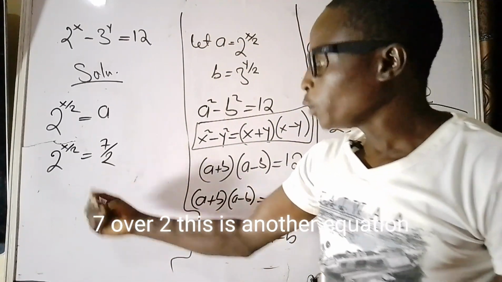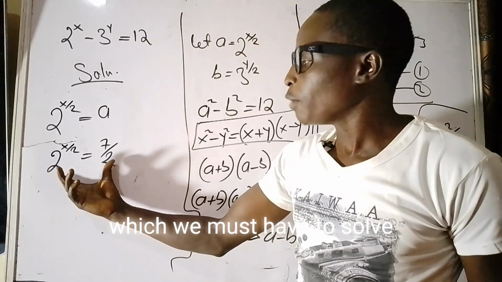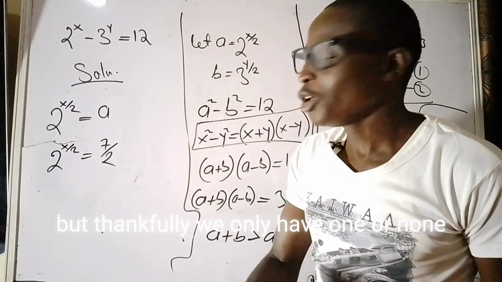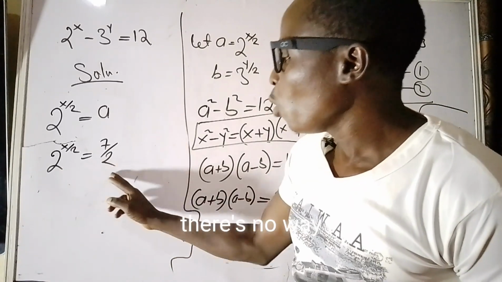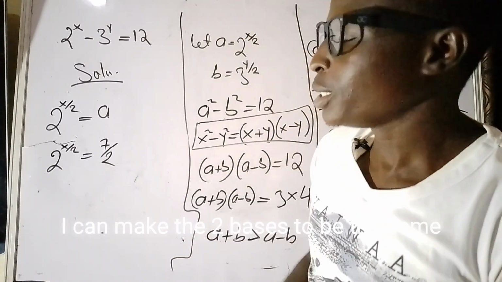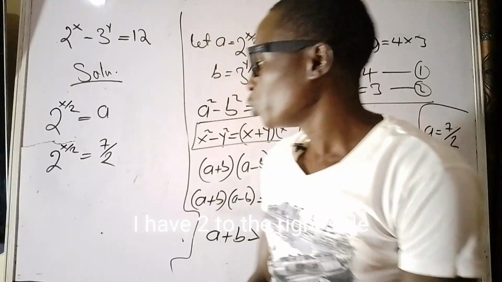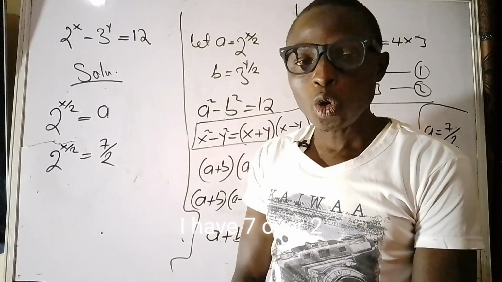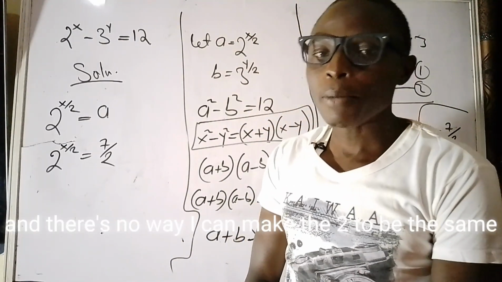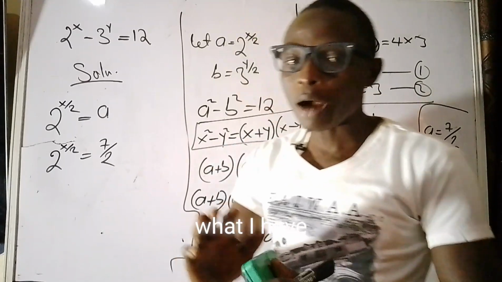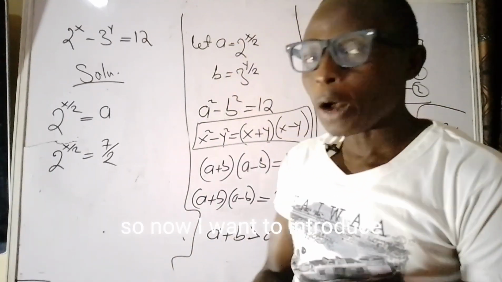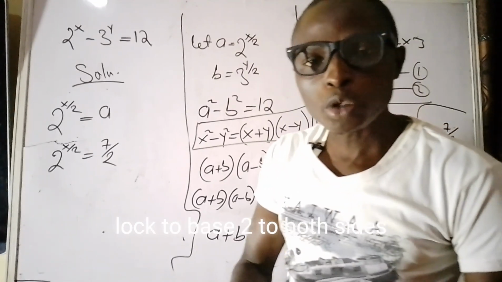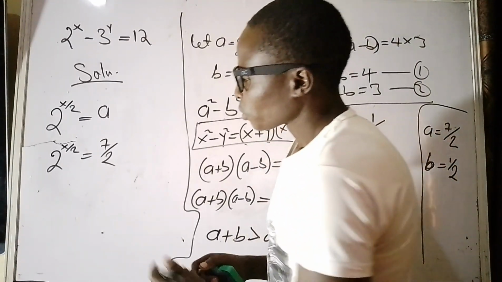This is another equation which we must solve. But thankfully, we only have one unknown. There's no way I can make the two bases the same. To the left side, I have 2. To the right side, I have 7 over 2. And there's no way I can make them the same. What I have to do is introduce a common log to both sides. So now, I want to introduce log to base 2 to both sides.